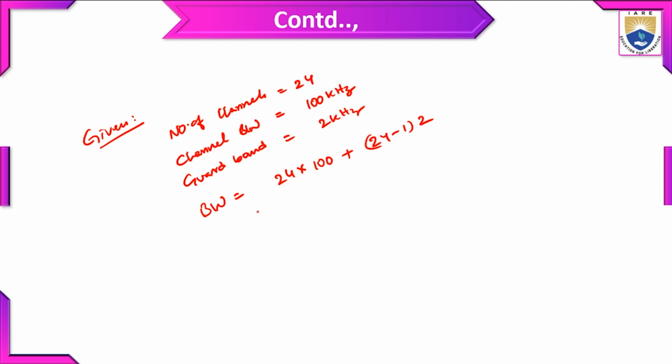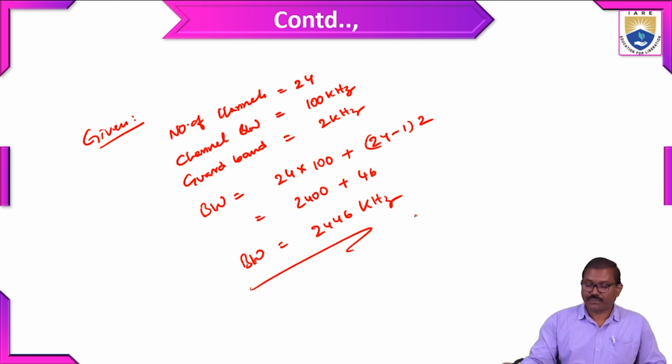Okay. So here 2400 plus, here 24 minus 1, 23 into 2. So 23 into 2 is 46. By adding this, we get 2446 kilohertz. So this is the bandwidth. Okay.